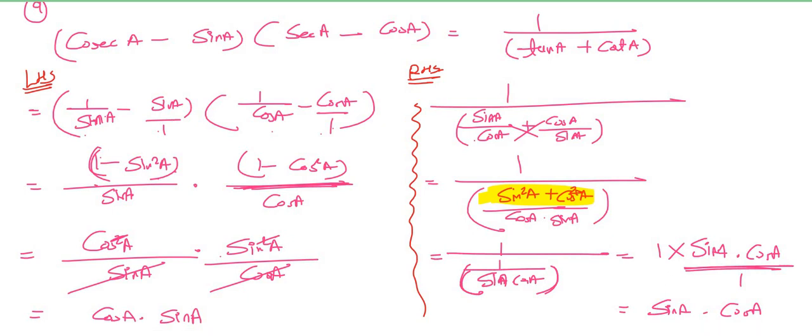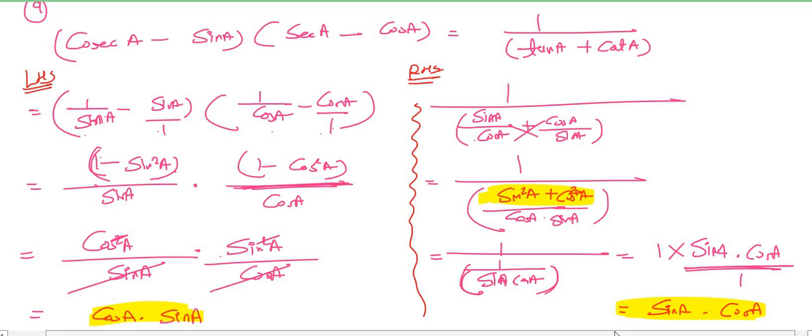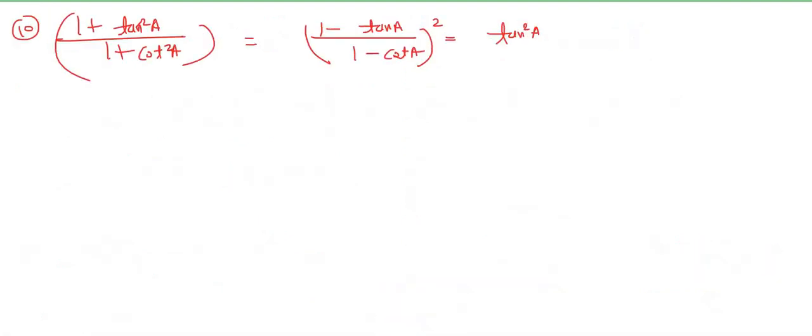So here you can see we are getting LHS is equal to RHS. So hence proved, both are equal, right? So in the end we can write LHS is equal to RHS, hence proved. This is example 10. This also came in board many times. So let's try to solve it.